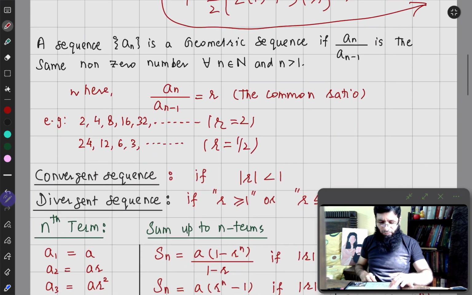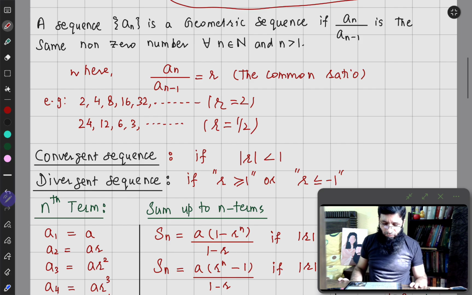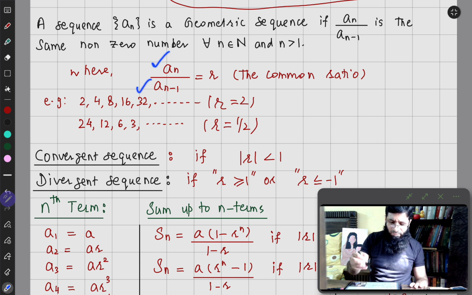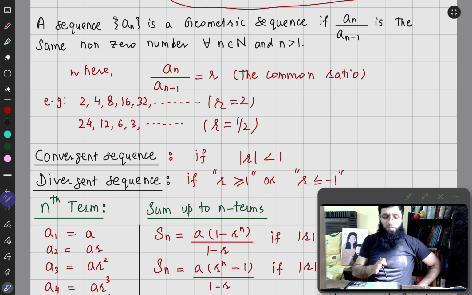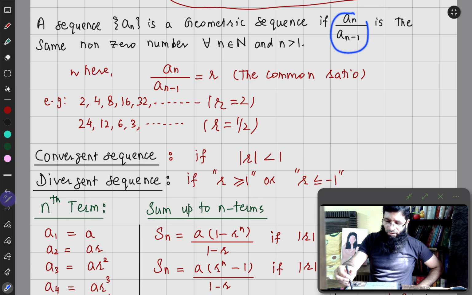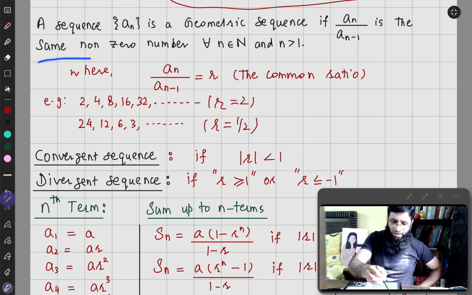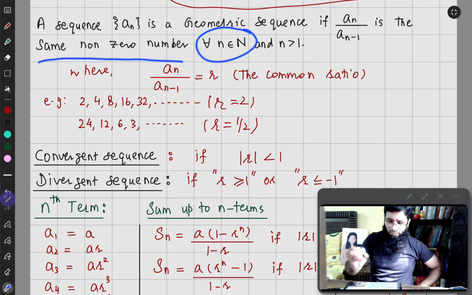Now you have another type of sequence. This is called a geometric sequence. I have explained in the previous part what an is and what an minus 1 is. An is the general term, and an minus 1 is the previous term to the general term. If you divide any term by the previous term, you will get a same number for a geometric sequence. So in case of a geometric sequence, an divided by an minus 1 will be the same non-zero number for all natural numbers.